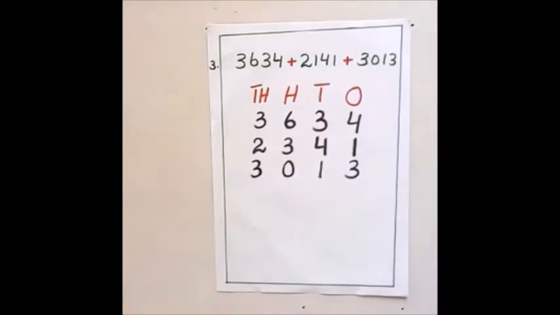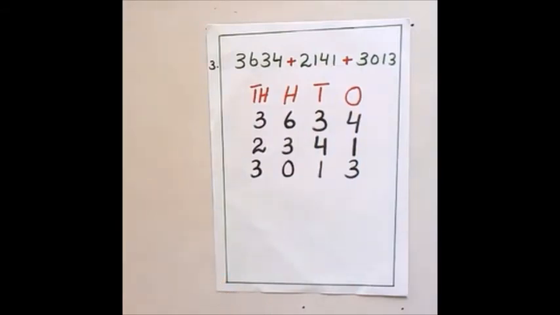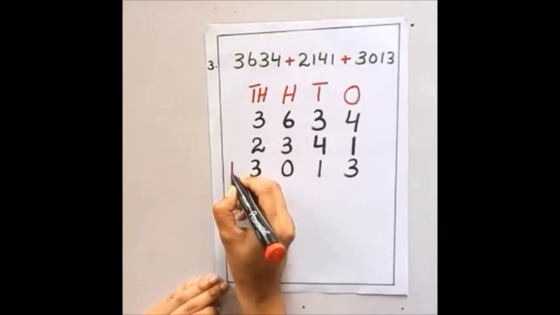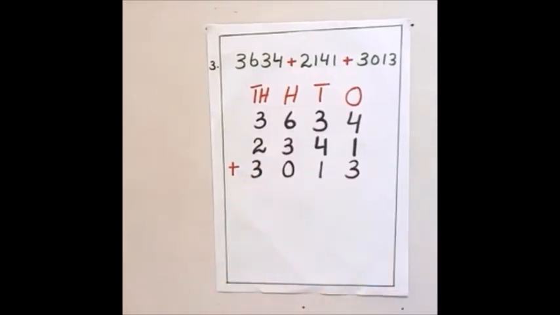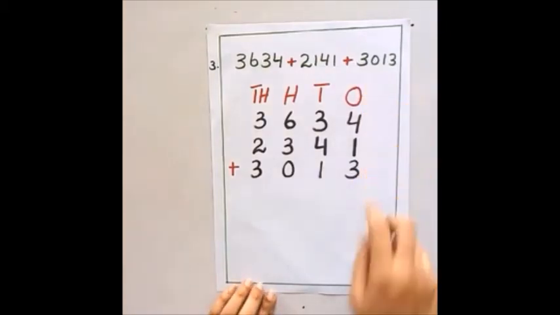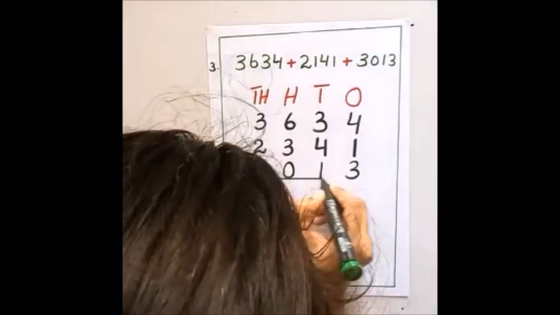Now I have to add these three numbers. So before starting the addition, I will put the symbol of addition or the sign of addition in front of this number, and then I will start from the rightmost place, that is the ones place. So let us start to add these three numbers.